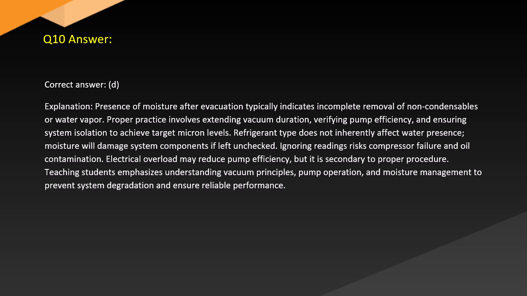Answer. Correct answer: D. Explanation. Presence of moisture after evacuation typically indicates incomplete removal of non-condensables or water vapor. Proper practice involves extending vacuum duration, verifying pump efficiency, and ensuring system isolation to achieve target micron levels. Refrigerant type does not inherently affect water presence, and moisture will damage system components if left unchecked.